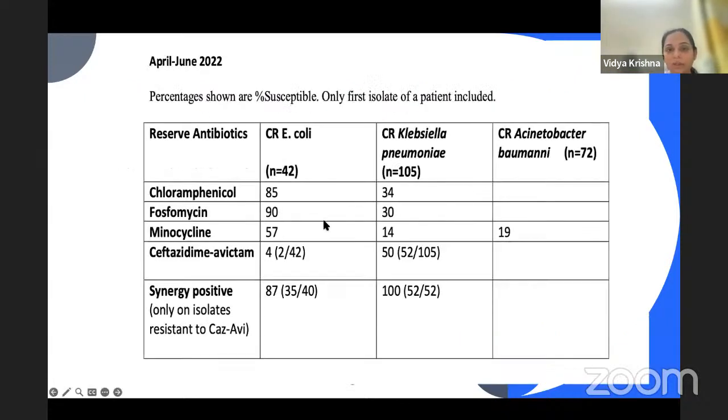Again, this is how we get data every 3 months in the main hospital and also in the children's hospital. They give us a split-up of how much is carbapenem resistant.